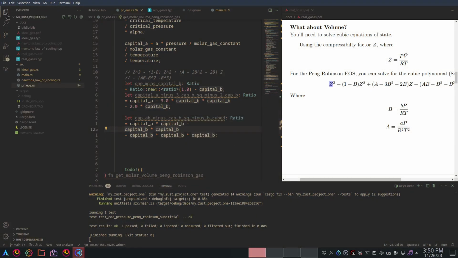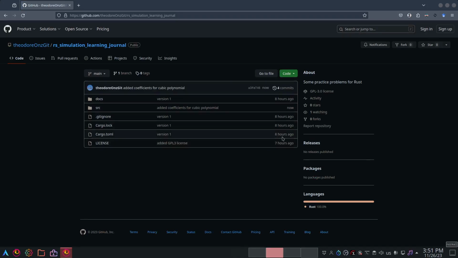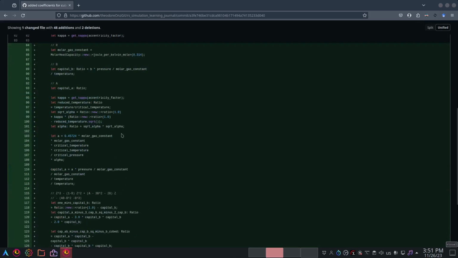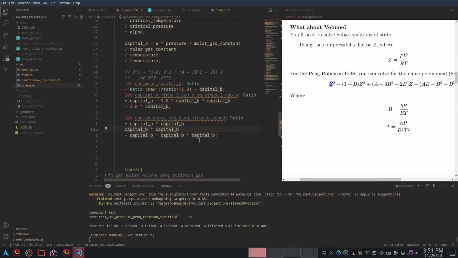Okay, and that's done. If I reload, you can see that there's the added coefficients for cubic polynomial here. So we had some changes and we added this bunch of code here. So all that is good. It's now saved on the cloud. So this is a regular good saving habit.